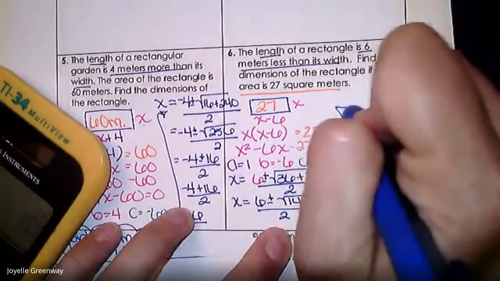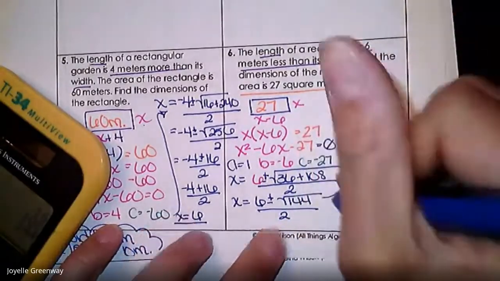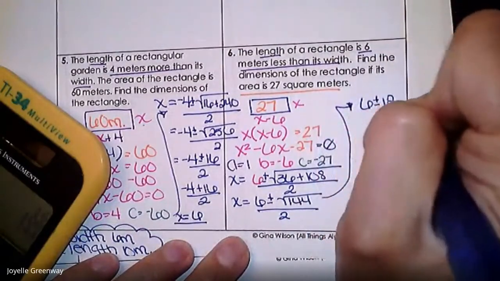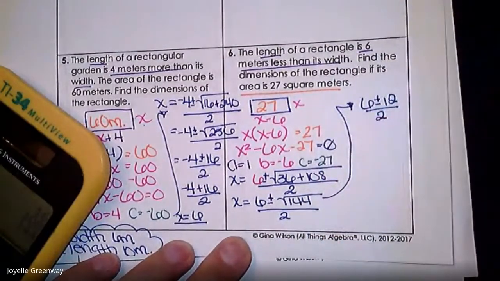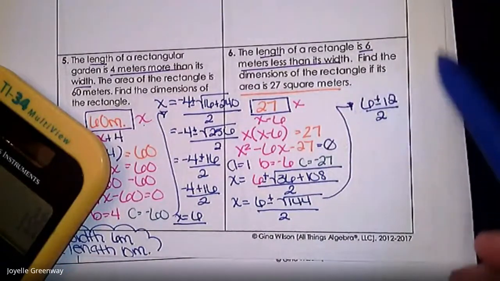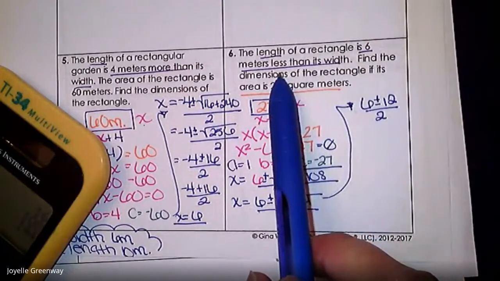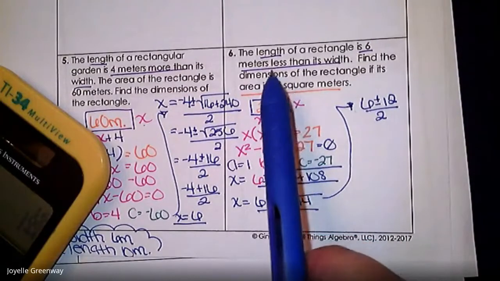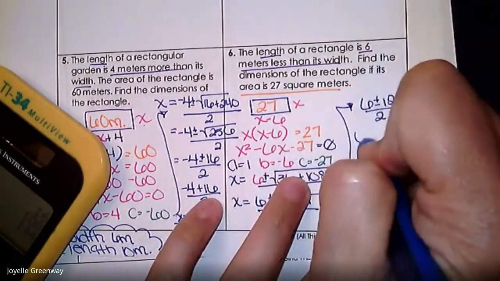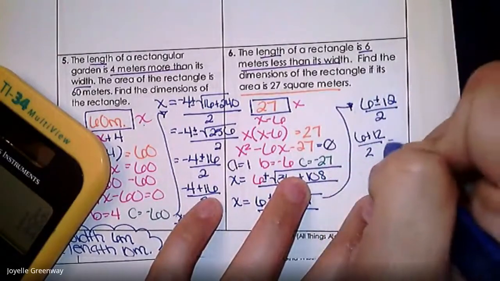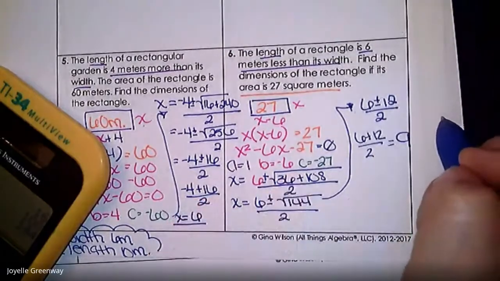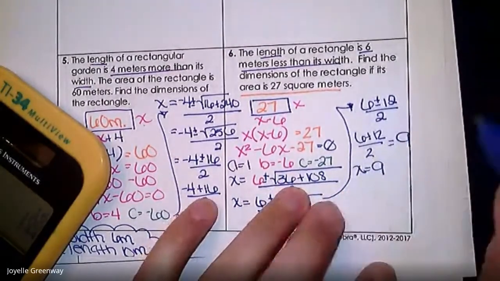And I'm going to continue up here. So the square root of 144 is 12. So I get 6 plus or minus 12 divided by 2. And I know that 6 plus 12 is going to give me my positive root. And I'm working with a rectangle, so I'm working with length or distance, and so I need my positive root. So I have 6 plus 12 divided by 2. 6 plus 12 is 18, divided by 2 is 9. So X is equal to 9.